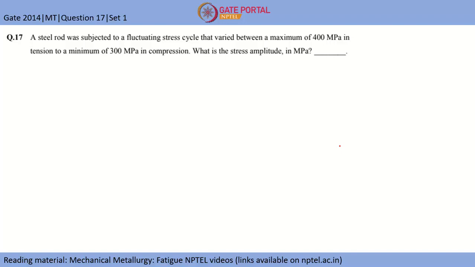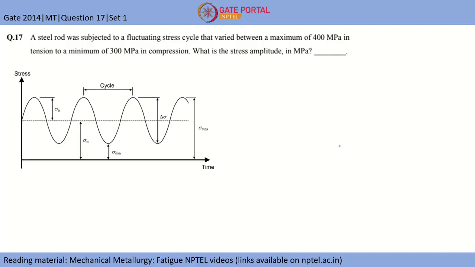This is GATE 2014 Metallurgical Engineering question number 17. A steel rod was subjected to a fluctuating stress cycle that varied between a maximum of 400 MPa in tension to a minimum of 300 MPa in compression. What is the stress amplitude in MPa? We have to find out. A fluctuating stress cycle means fatigue.